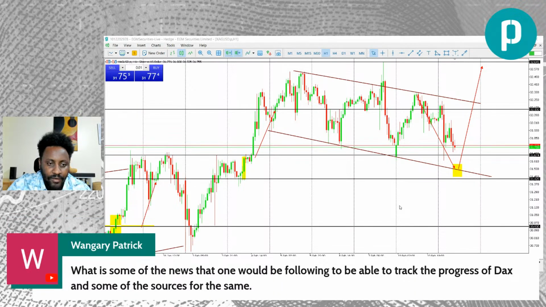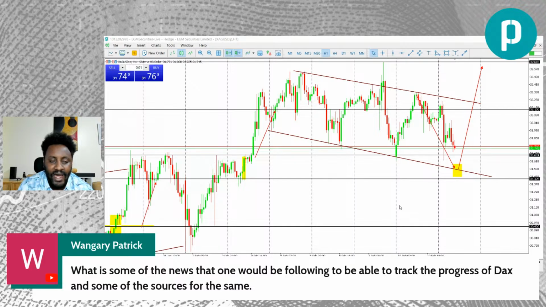So a good question. What's some of the news that one would be following to be able to track the progress of DAX, and some of the sources for the same? So the DAX is the German stock market index. Currently it tracks the performance of the 40 biggest companies in Germany. So you want to be interested in how those 40 companies are weighted, or how much weight each company has in the index. If you look at the top 10 companies or top 5 companies in the index, that will give you the probable expectation for the index. So for an index that tracks the performance of companies, the companies with the highest weight will give you the likely direction of the stock market index.